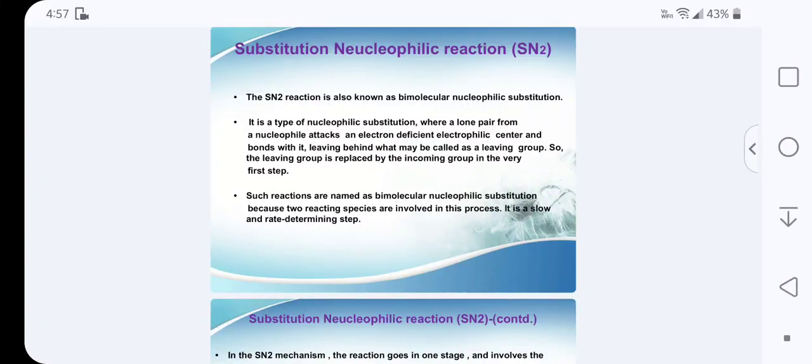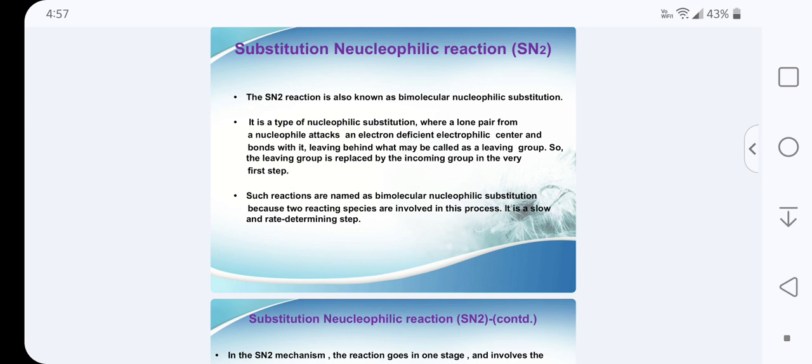Hello everyone. We will learn about a substitution nucleophilic bimolecular reaction, the SN2 reaction. It is a type of nucleophilic reaction where a lone pair of electrons from a nucleophile attacks an electron deficient electrophilic center and makes a bond with it, leaving behind what may be called the leaving group. So the leaving group is replaced by the incoming group in the very first step.